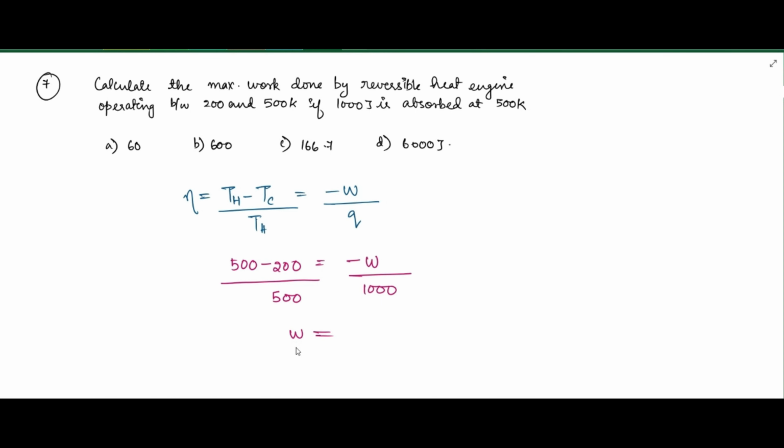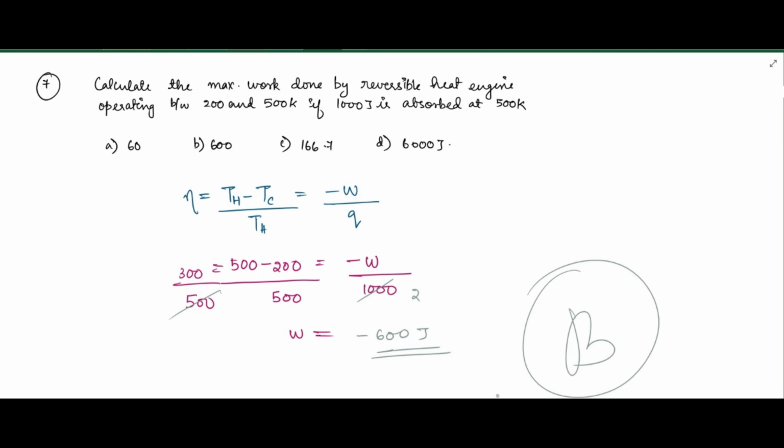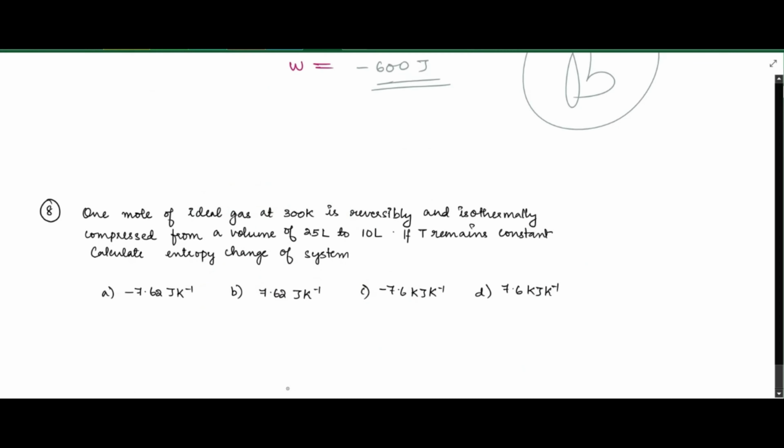300 by 500. Then the 300 by 500. Right? So this 500 cancels and here it is 2. 300 into 600. Option B. I haven't considered a sign. Okay. Next question.